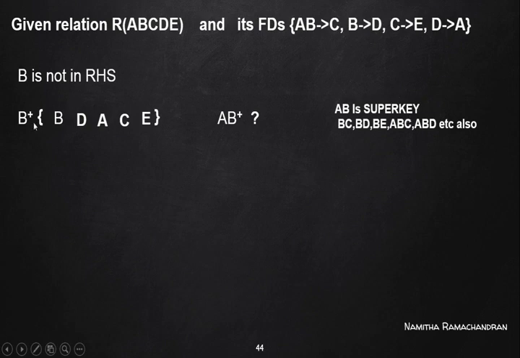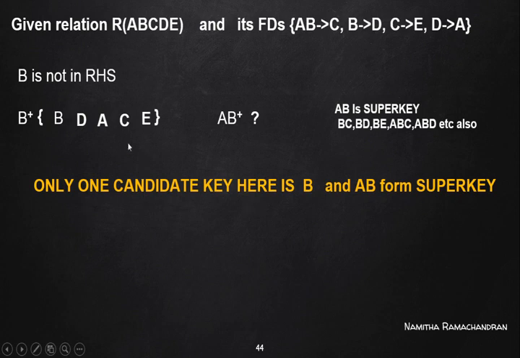Okay, but this B alone can derive all attribute values uniquely for different entities of our relation R. So this B forms a candidate key. This is the only candidate key here. All other combinations of attributes that contain B form super keys only.